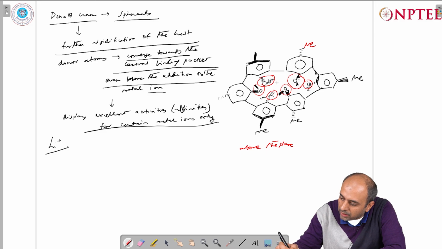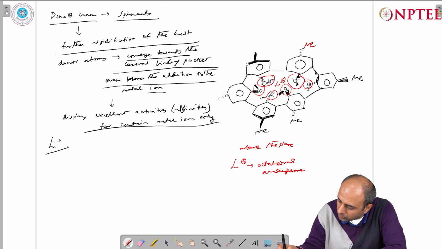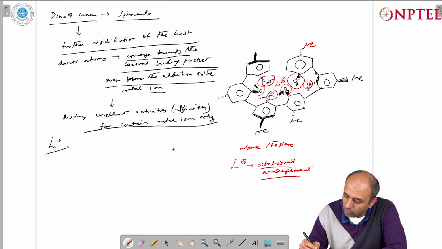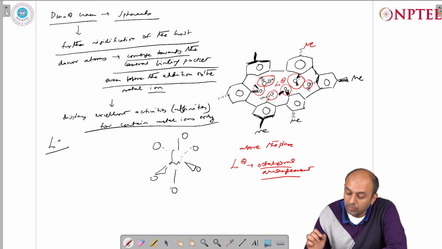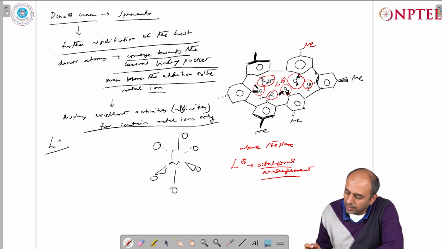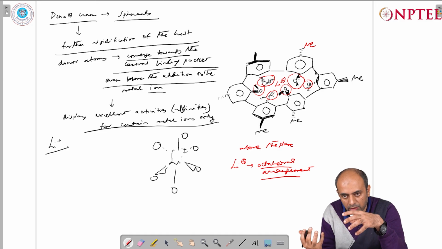So the lithium ion can now come and sit here and form a nice octahedral arrangement. So the lithium ion is now coordinated by the 6 oxygen atoms, and we know that lithium ion has a strong affinity for oxygens. So lithium ion is effectively encapsulated such that you have 3 oxygens above the plane coming from one side and 3 oxygens from below the plane.